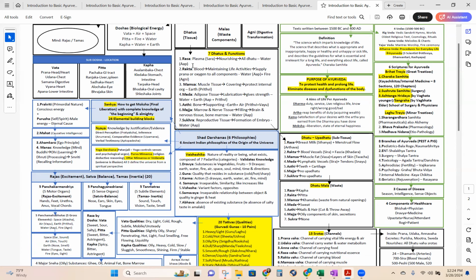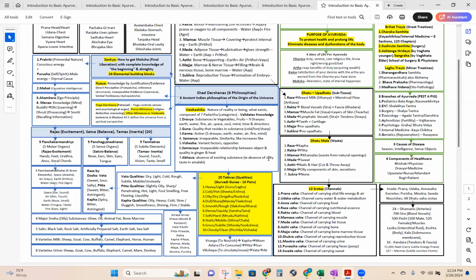We're going to quickly go over the 13 srotas, or the 13 channels. Pranavaha, the channel carrying vital life energy and air. Udakavaha, the channel carrying water and water metabolism. Anavaha, the channel carrying food. So those first three, the channels carrying air, water, and food, vital components for the body, are all going inside the body. The next 7 are the Dhatu Vahasrotas, the ones that nourish the body.